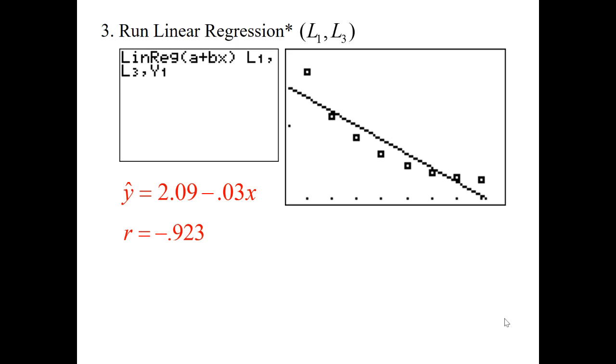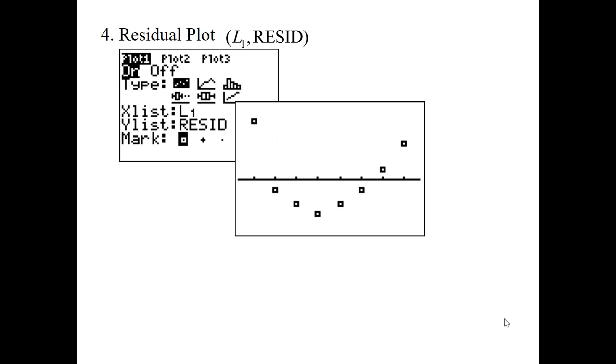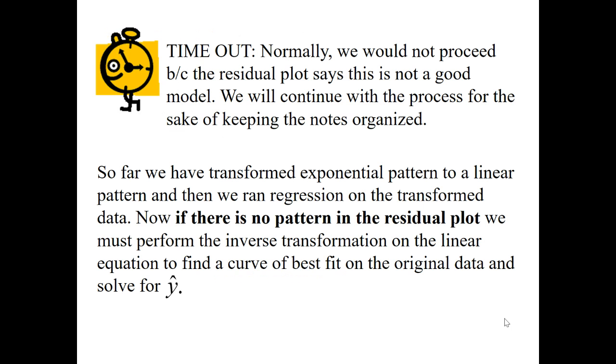Now my r has gotten a little bit better. Negative 0.923, that's better than negative 0.89. My r squared has grown. Now I'm at 0.852, so I've accounted for 85.2% of the variability. And correlation is getting better. But if I look at my residuals, they still have a curve. So it looks like I'm still going to need a better model.